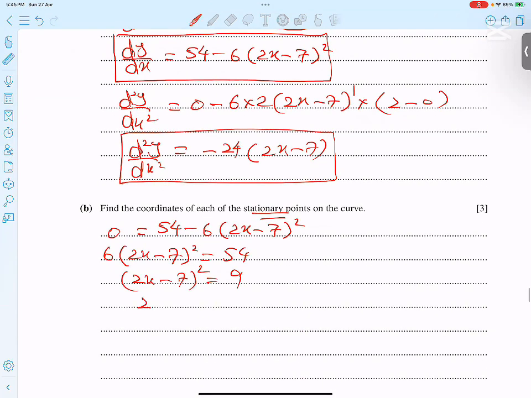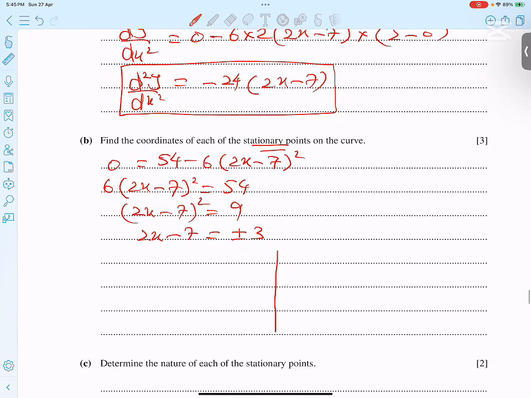Take the root of both sides. Here, students miss one sign. When taking the root of both sides, plus and minus 3 must be there. Some students by mistake write only positive 3. So I got 2x is equal to 10 and x becomes 5. And here I got 4 and x becomes 2. So I got two answers, 5 and 2.